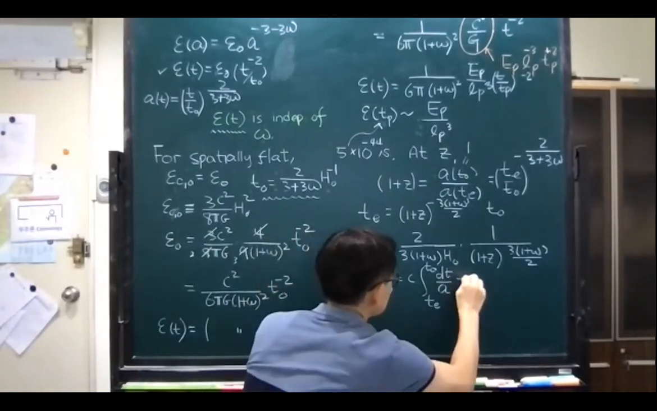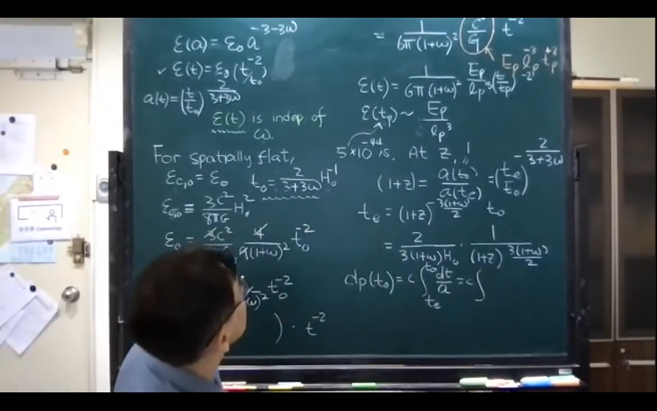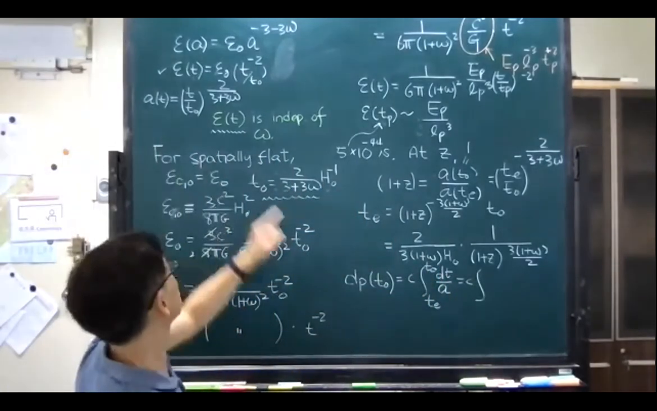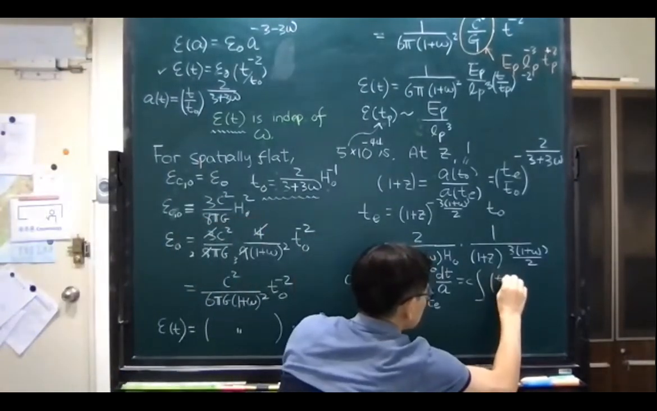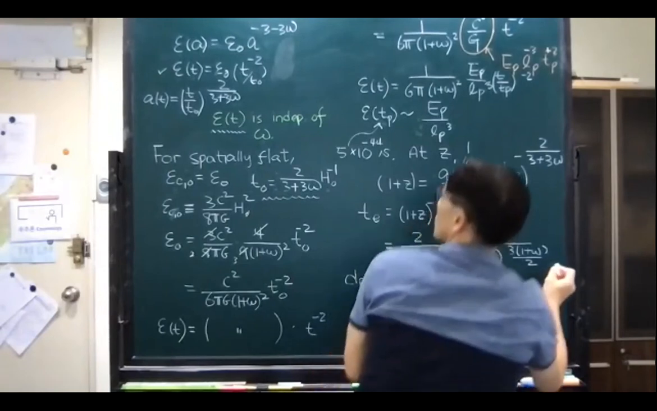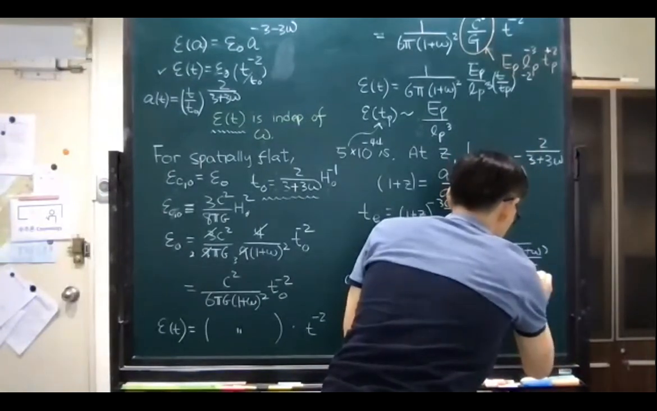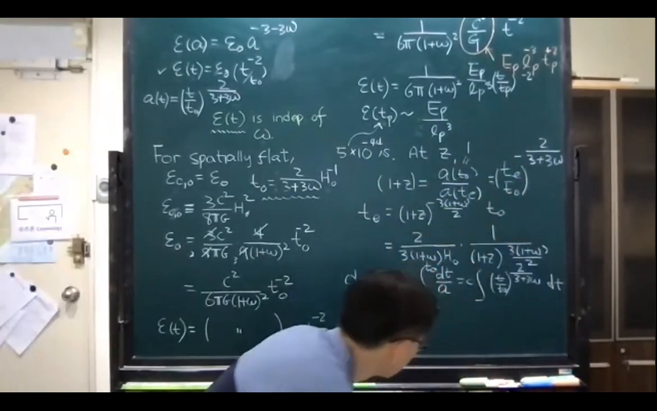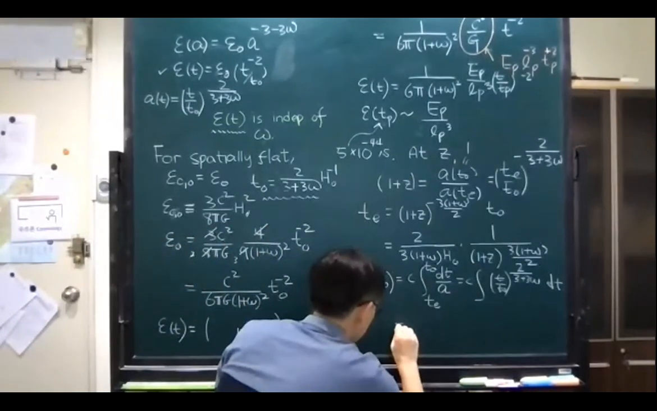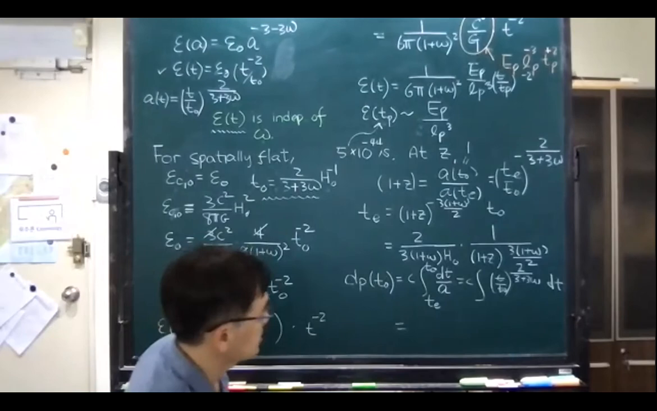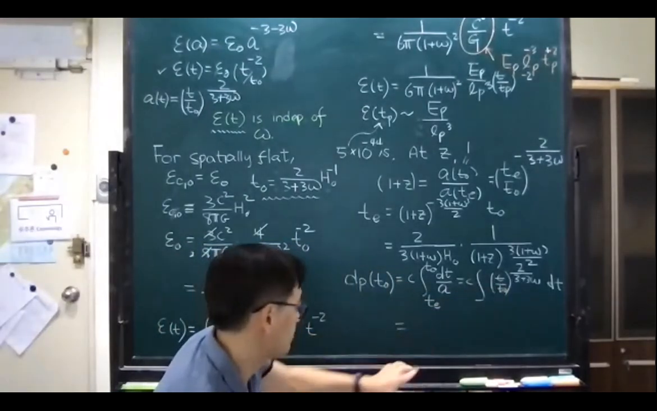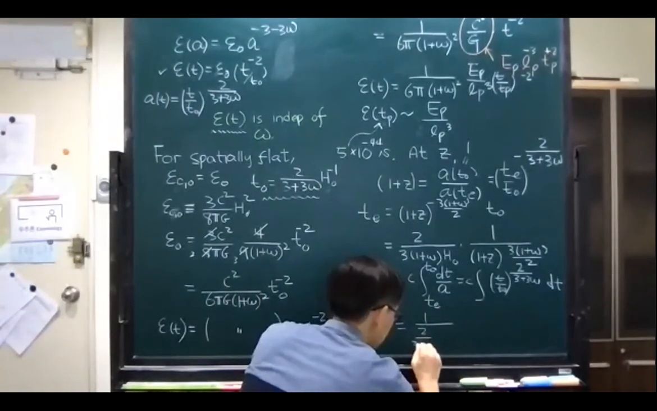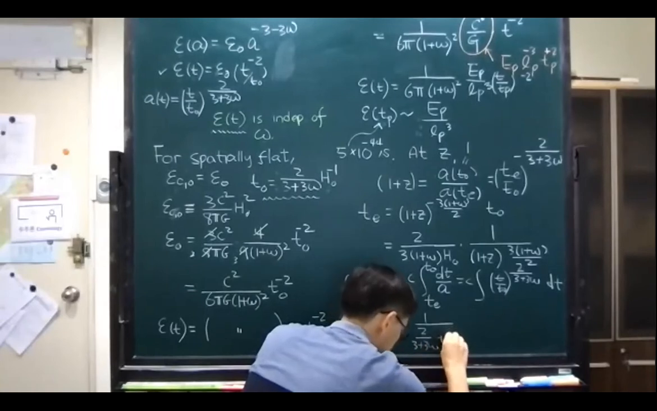So that's c, and the inverse of the scale factor as a function of time is this. So I have t over t0 to the power of 2 over 3 plus 3w, dt. So this thing will come out and it will be 1 over whatever that is, plus 1.